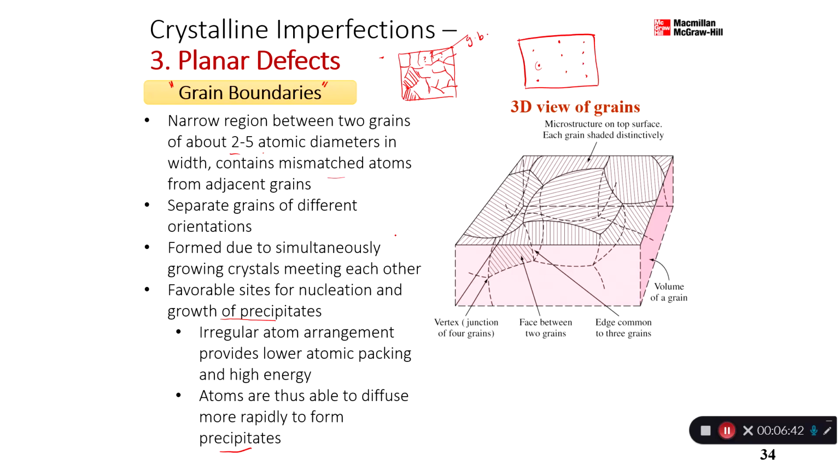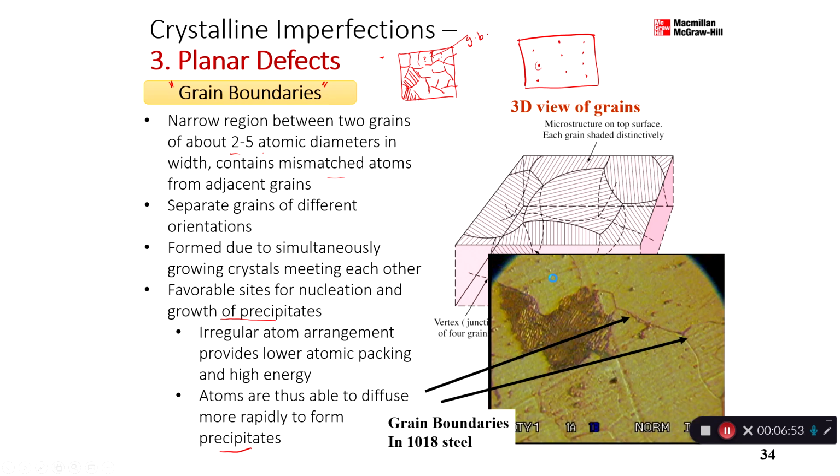Okay, so these grain boundaries, which is what we wanted in the solidification process, are also a type of defect. So you can see the grain boundaries under the microscope in this diagram. Physically we can see the lines here on this diagram. Yeah, so these are the grain boundaries. This material here is 1018 steel.